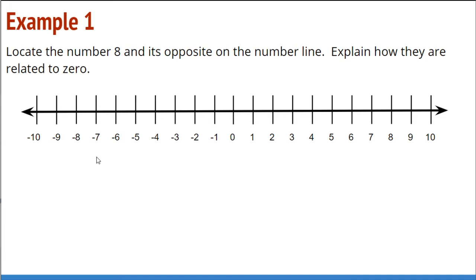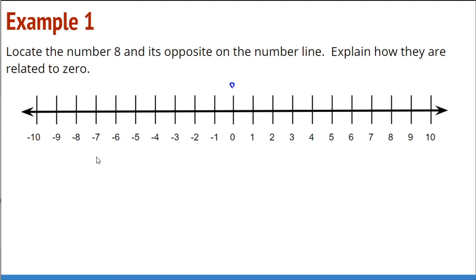So taking a look at this first example here, we're supposed to locate 8 and its opposite on the number line, and we need to explain how they are related to 0. So we are going to continue to use that definition that we had before. We need numbers that are on opposite sides of 0 and they are the same distance from 0. So the first thing I need to do is locate the 8.